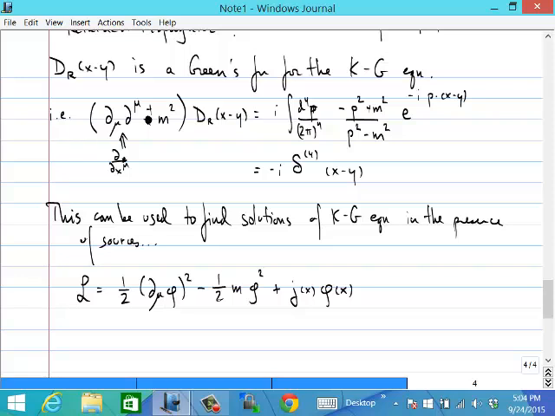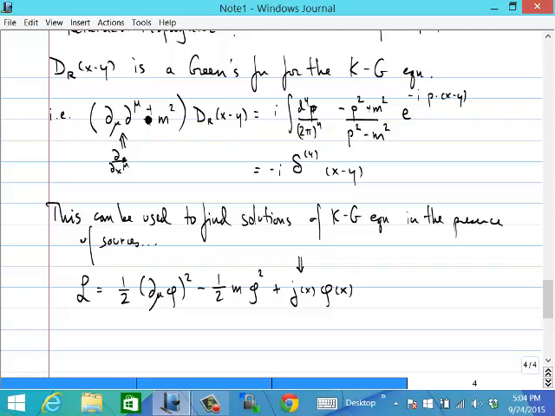Remember that anything that doesn't have derivatives of phi is interpreted as a potential, right? And so if we think about our little mechanical model for a scalar field in terms of a lattice of balls connected by springs, then what does this mean? This means that we're adding an additional force on one of the springs. So for example, if j of x is a delta function at a particular point, then that just says that you're basically hitting one of those springs with a hammer or something like that. You're perturbing the system.